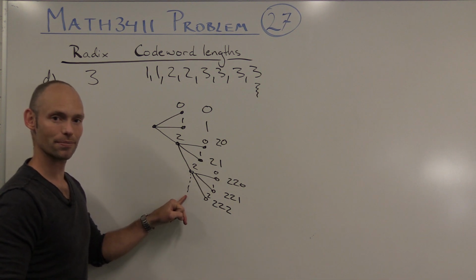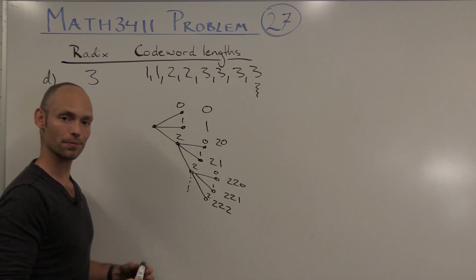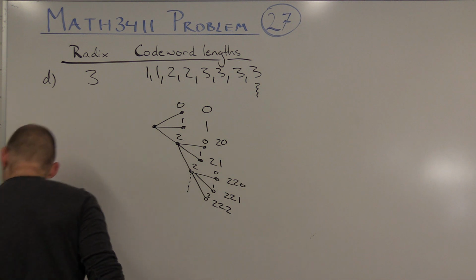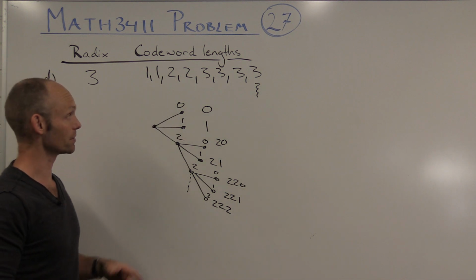And if you look at that, that corresponds exactly to the excess 1 over 3 to the power of 3 that we had in the Kraft-McMillan sum. So, in other words, we cannot construct such a code having those parameters.